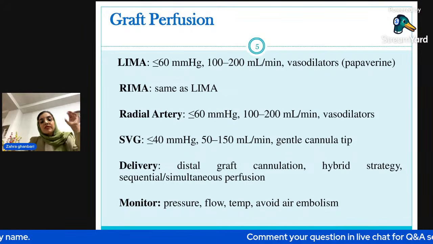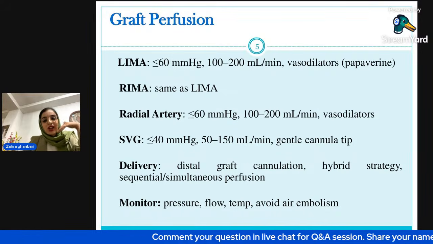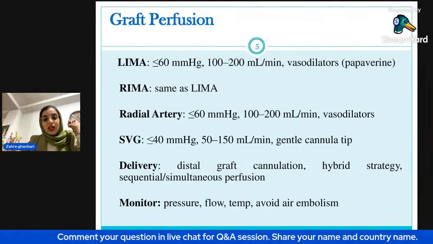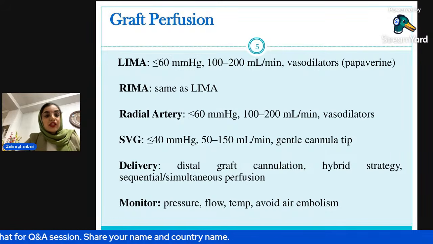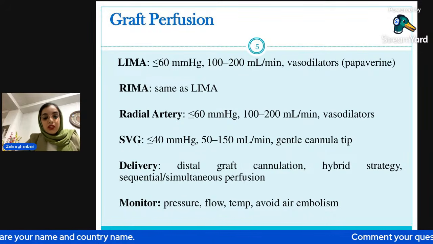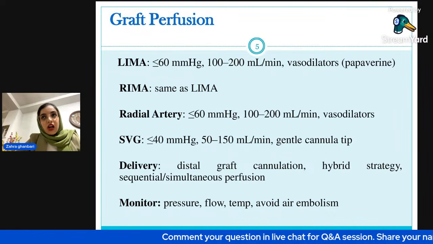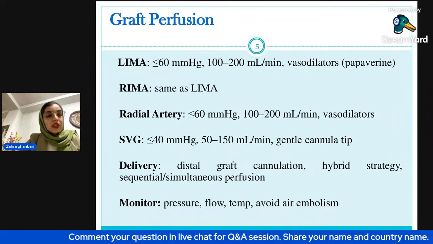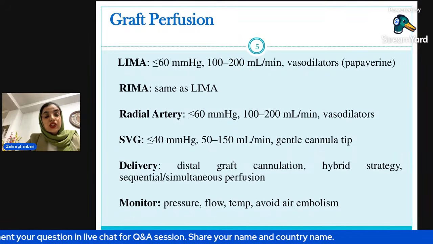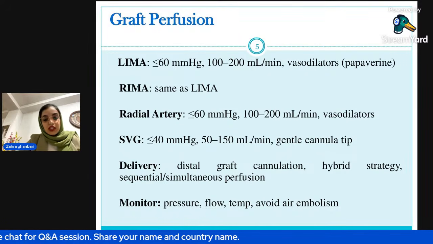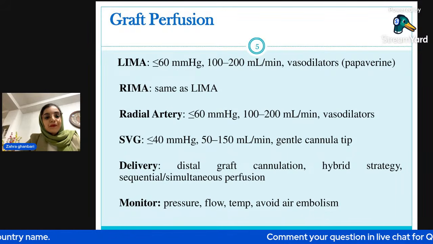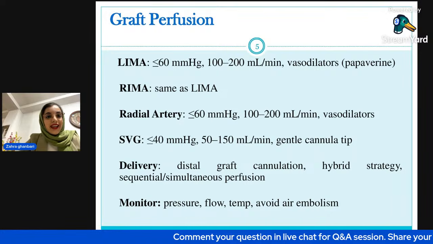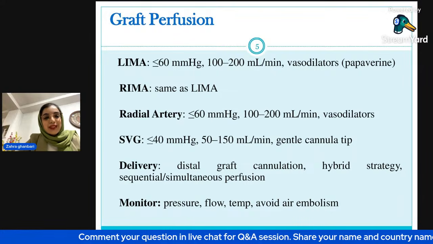Other problems, such as vasospasm, are related to the radial artery and LIMA, not SVG. So the solution is to administer vasodilator, use warm solution, and infuse cardioplegia slowly. Another problem is air embolism. The cause of this problem is improper de-airing, so meticulous de-airing is very important. The solution is to carefully flush all lines and use a bubble trap. I think that's enough for this slide. Go to the next slide, please.